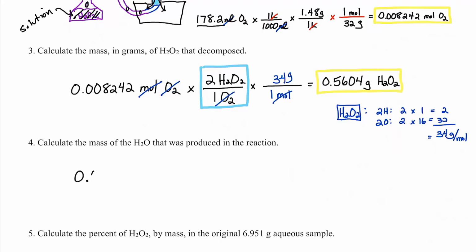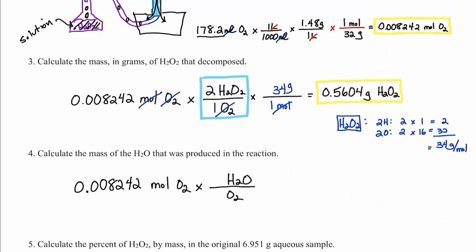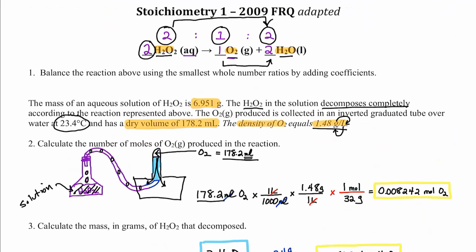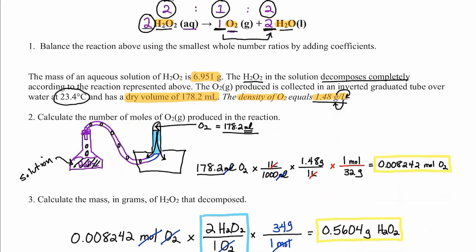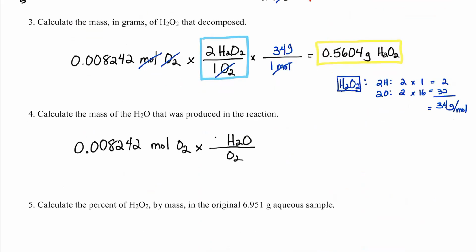So, 0.008242 moles of O2, and I'm going to use my ratios. I know that I want to get rid of oxygen and I want water. And what are the balanced ratios, the mole ratios? Hey, there's two water molecules to one oxygen. So it's a 2-to-1.